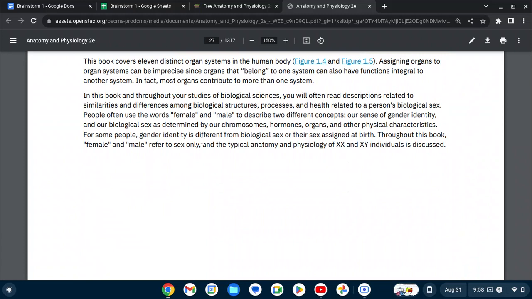In this book, and throughout your studies of biological sciences, you will often read descriptions related to similarities and differences among biological structures, processes, and health related to a person's biological sex. People often use the words female and male to describe two different concepts: our sense of gender identity and our biological sex as determined by our chromosomes, hormones, organs, and other physical characteristics. For some people, gender identity is different from biological sex or their sex assigned at birth. Throughout this book, female and male refer to sex only, and the typical anatomy and physiology of XX and XY individuals is discussed.